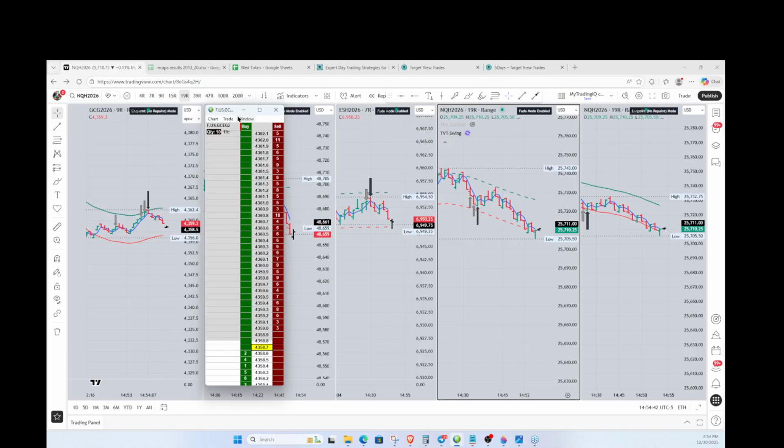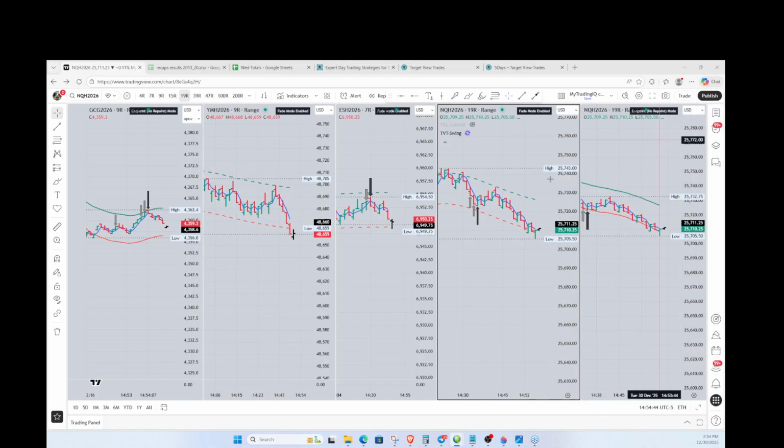When it gets to the next band, you may see it turn around and give you a trade going the other way. You may not. But that's all you're looking for. Pretty simple stuff.